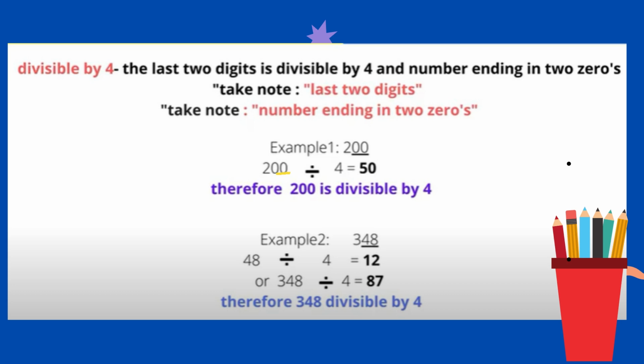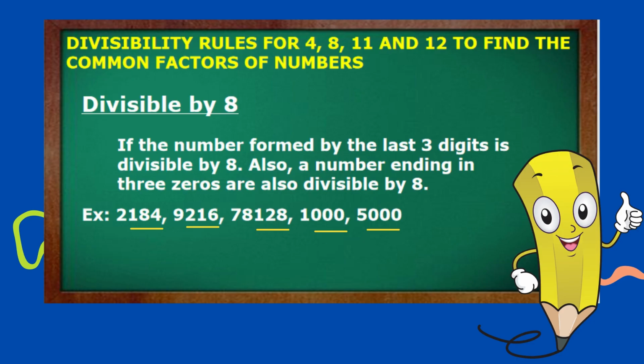For example, 200. 200 ang dulo niya ay 2 zeros. So 200 divided by 4 is equal to 50. Therefore, 200 is divisible by 4. Another example, 348. 348 ang dulo niya ay 48. 48 divided by 4 is equal to 12. Therefore, 348 is divisible by 4.